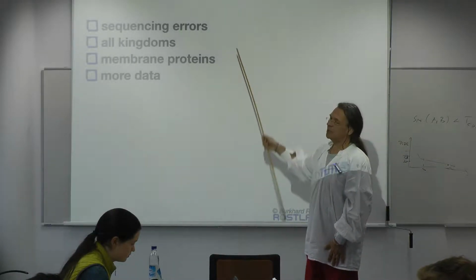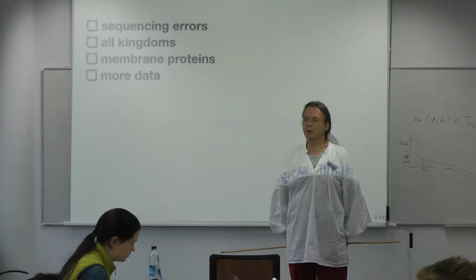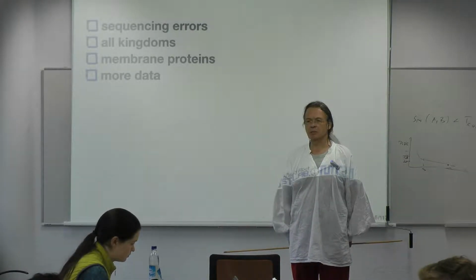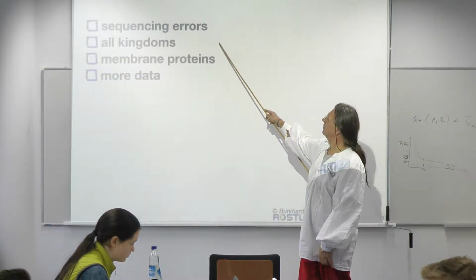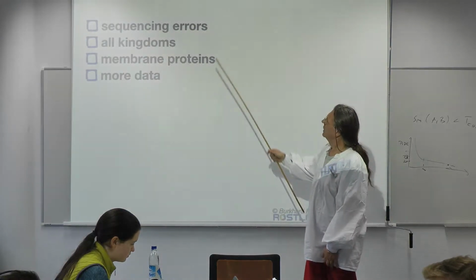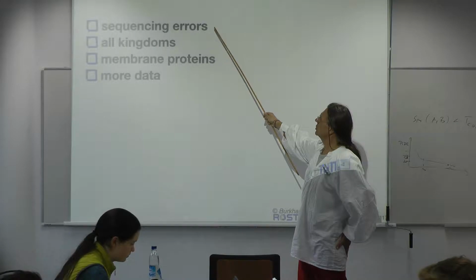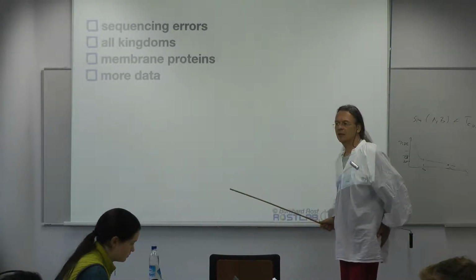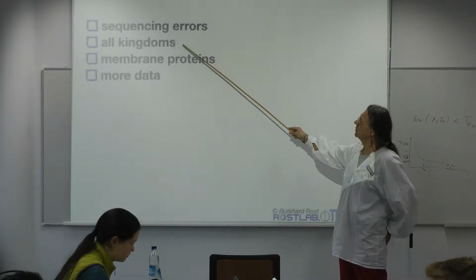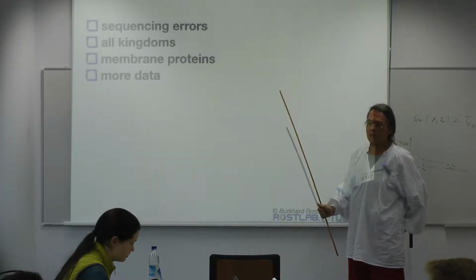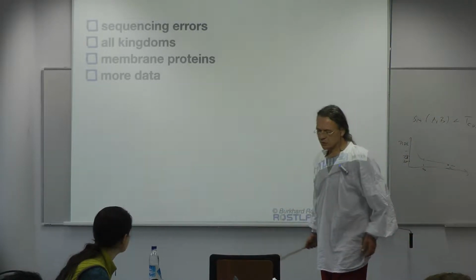Now, the problem is if I have a sequencing error and I cut out 20% of the protein, the amino acid composition may change, right? So, in fact, I will hopefully show you some results. I can't remember what I'm going to show you, but I may show you some results on how sensitive existing methods are to sequencing errors. We want to do it for all kingdoms. We want to include membrane proteins, which so far were ignored. And we have more data.